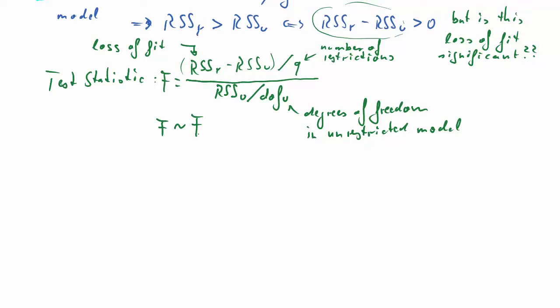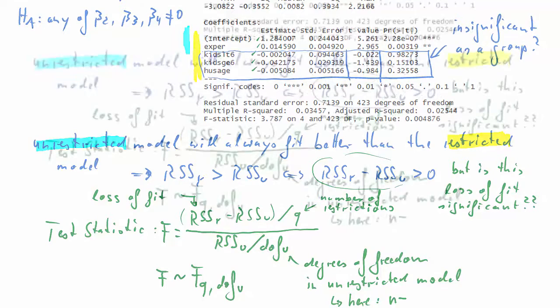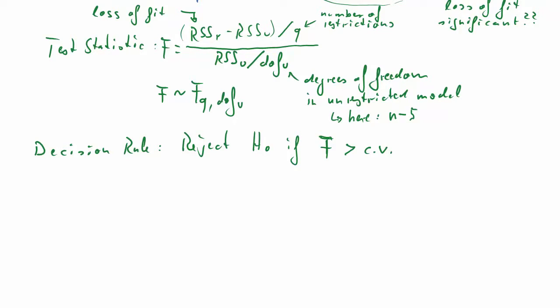And we know we need a distribution for this F-test. It turns out it is F distributed with Q and DOFU degrees of freedom. So there are two sets of degrees of freedom for this test statistic. Here, the DOFU is actually n, the number of observations, minus the number of coefficients in the unrestricted model, and there were 5 coefficients estimated. So the decision rule is as follows. Reject H0 if the F-test is larger than a critical value coming from that F distribution.